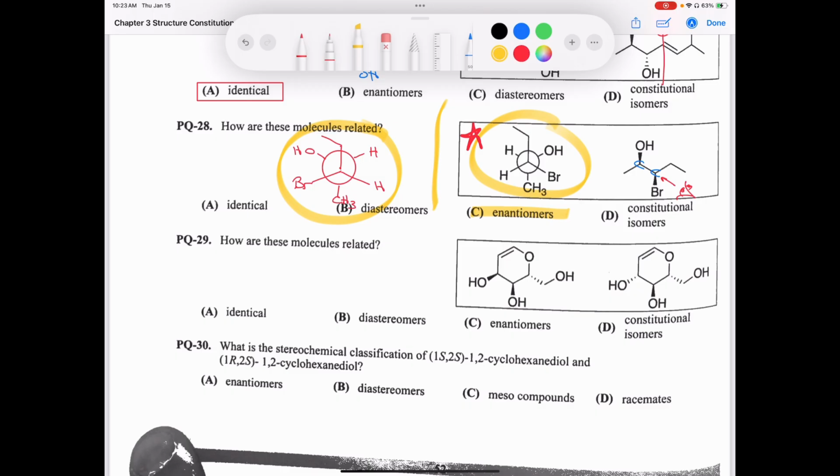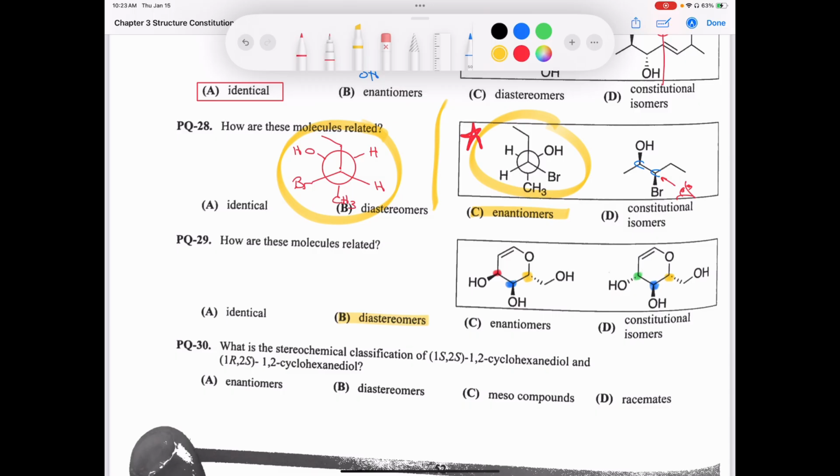Well, you can see we've got a few chiral centers here. This one and this one are identical. This one and this one are identical. But then here, they flip them, all right? So these are stereoisomers, but they're not enantiomers. Therefore, they are diastereomers of each other. All right, and question 30 is in the same vein as question 29, believe it or not.